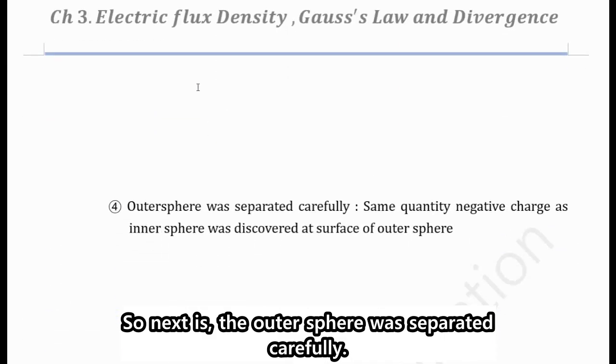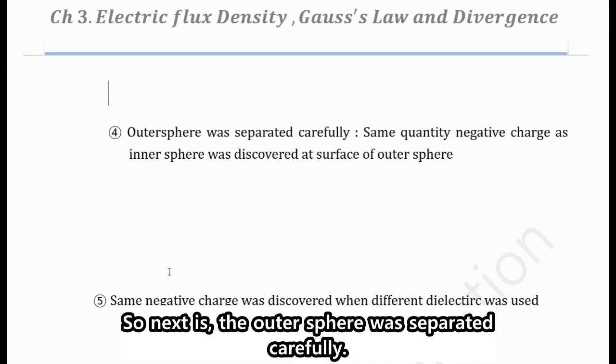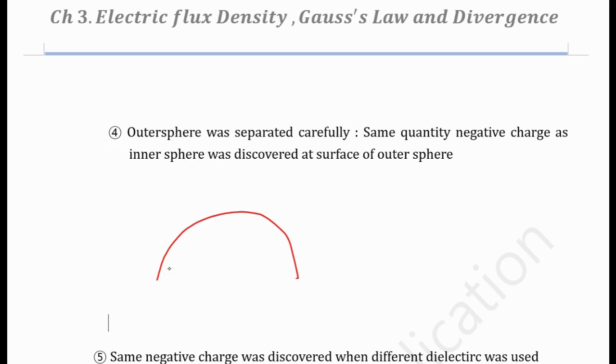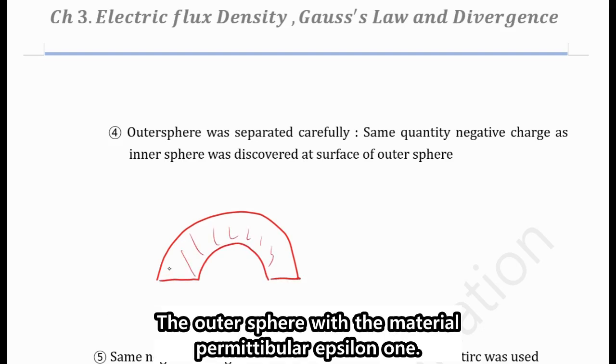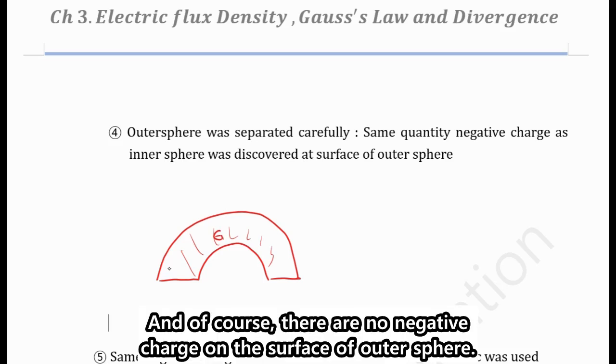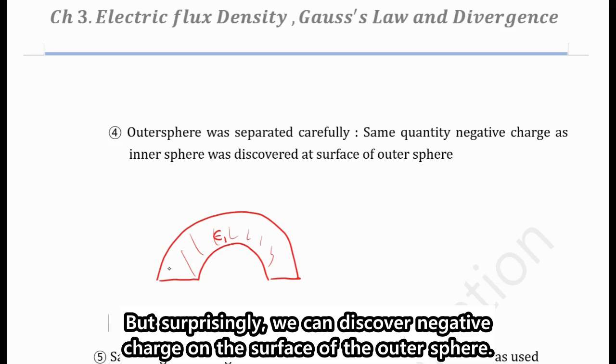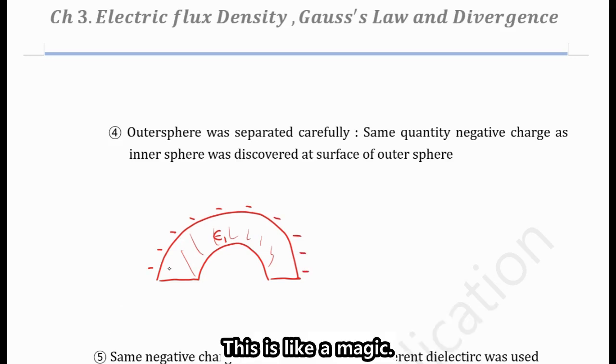Next, the outer sphere is separated carefully. The outer sphere has the material with permittivity epsilon 1. Of course there is no negative charge on the surface of the outer sphere, but surprisingly we can discover negative charge on the surface of the outer sphere. This is like magic.